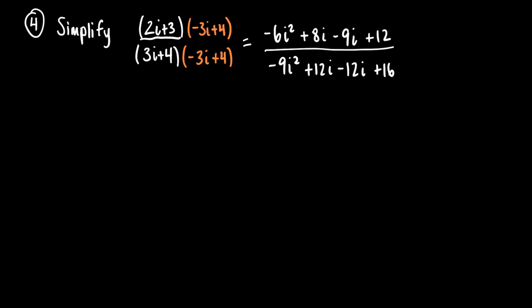By the way, if you ever try to rationalize a complex fraction and you don't get these i's to cancel on the bottom, you probably messed up. You done messed up, Ron.